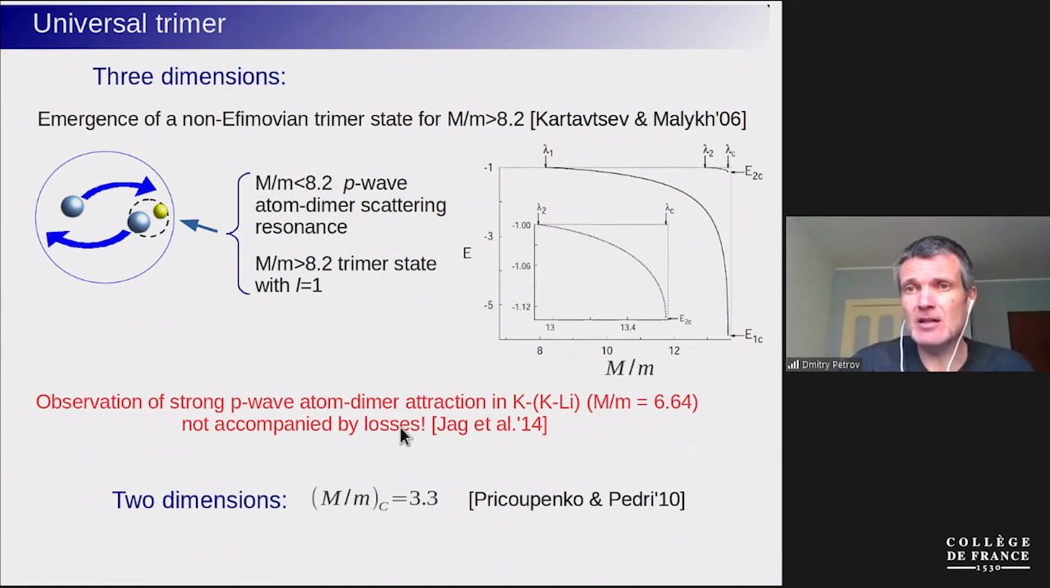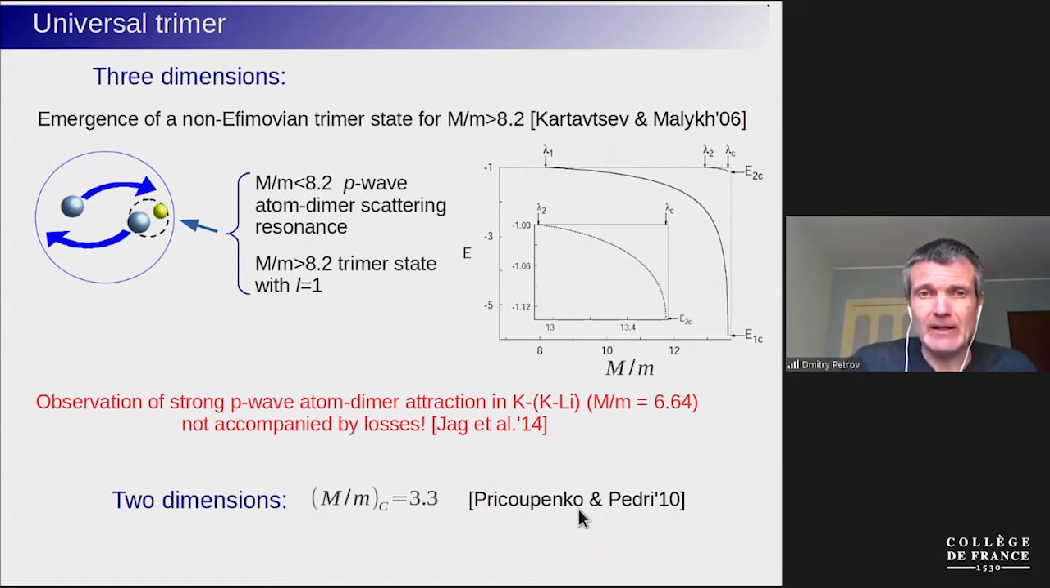And the idea is what I have just explained: particles actually do not approach each other to distances of the order of the van der Waals potential, but all this P-wave attraction happens at distances much larger than this. And the last ingredient is that if you go from 3D to 2D, this critical mass ratio changes to 3.3. That was found by Ludovic Pricoupenko and Paolo Pedri in 2010.